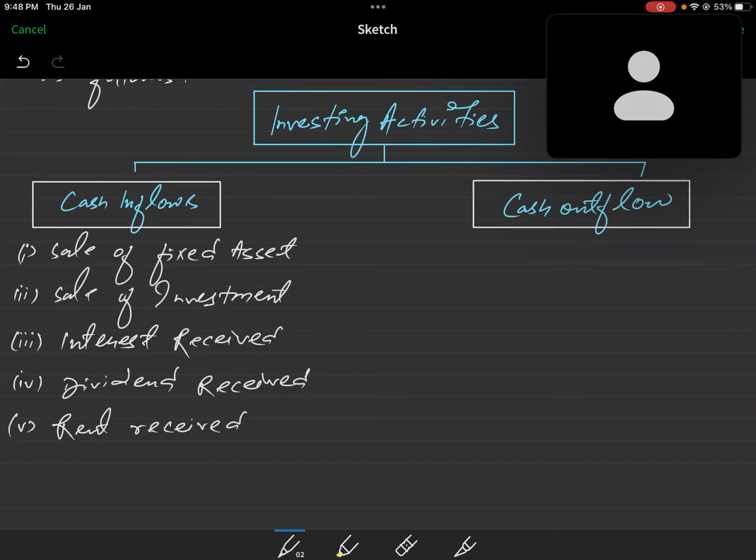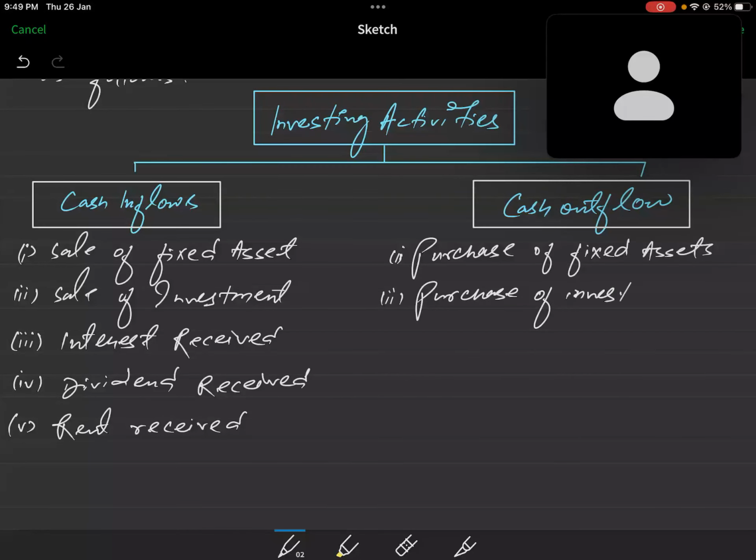Whereas outflow, if you talk about the outflow, any outflow on account of purchase of asset, be it the machinery, furniture, plant, or any other kind of asset, if there is purchase of fixed asset, that will obviously cause the outflow of cash, and that should be recorded as an outflow under the cash flow from investing activity. Purchase of investments, all right. So these are few examples of items which cash flow from investing activity deals with.